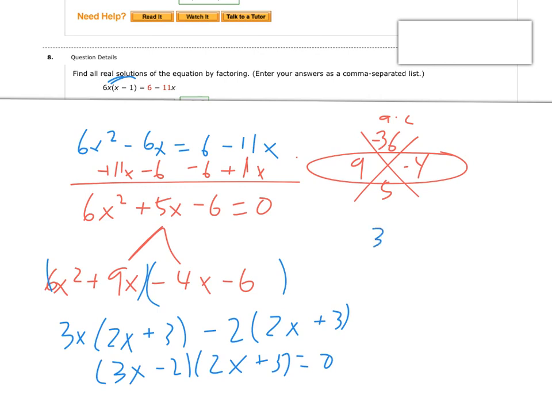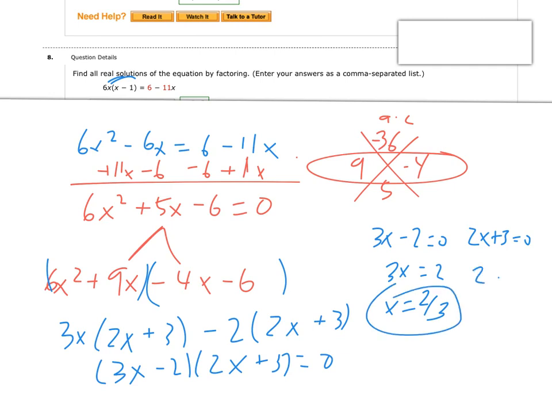Now I need to set each of these equal to 0 and solve individually. So 3x equals 2, x equals 2 over 3. And then 2x equals negative 3, and x equals negative 3 over 2. Since the original equation was not a radical or a denominator, I don't have to worry about extraneous solutions.